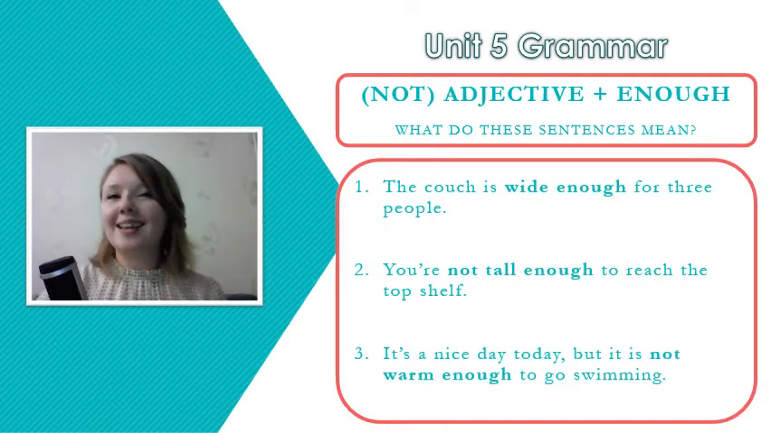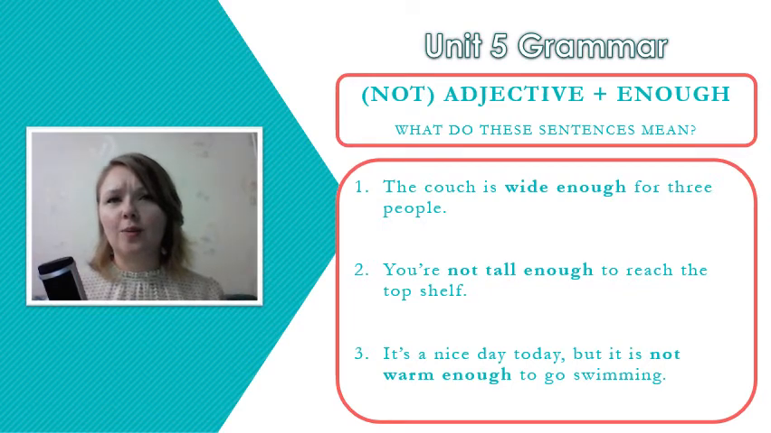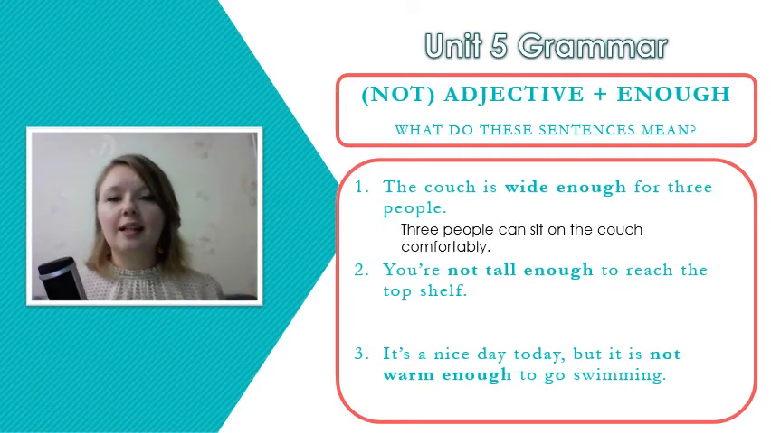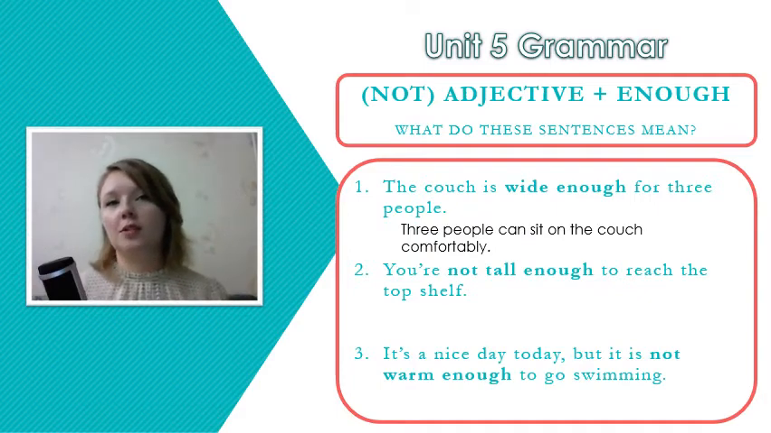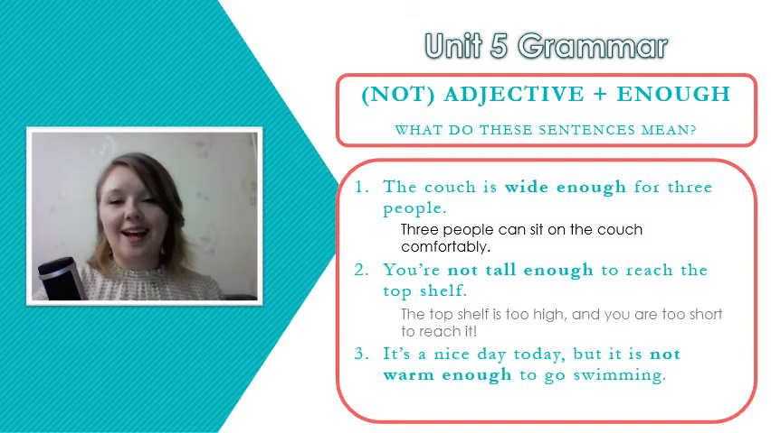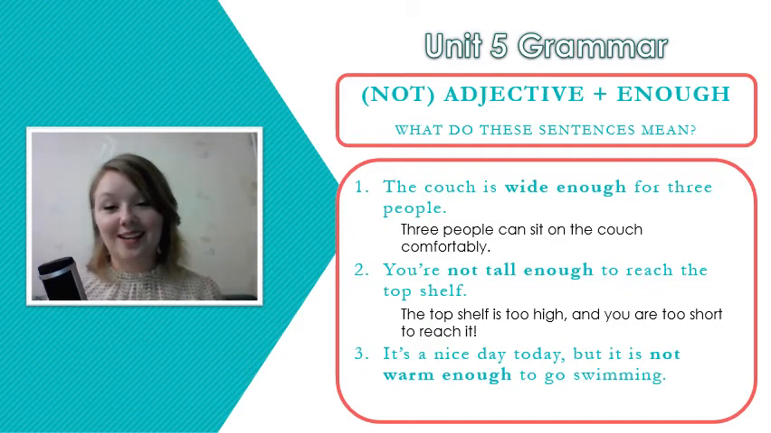Number 1, the couch is wide enough for 3 people. What does that mean? The couch is wide enough for 3 people. This means that 3 people can sit on the couch comfortably. It is wide enough for 3 people to sit on. Number 2, you are not tall enough to reach the top shelf. So this means that the top shelf is too high and you're too short to reach it. You can't reach it because you are not tall enough.